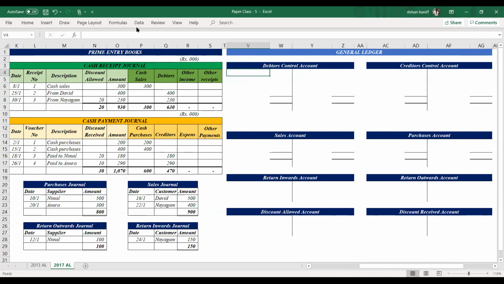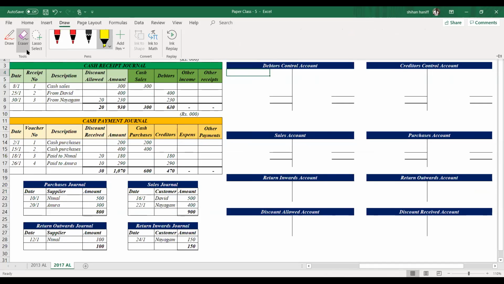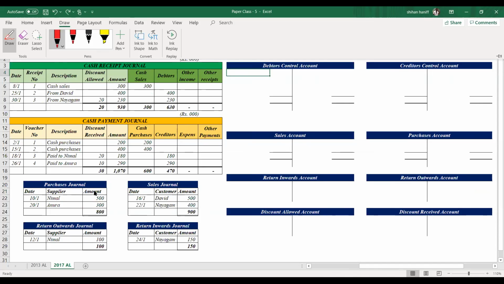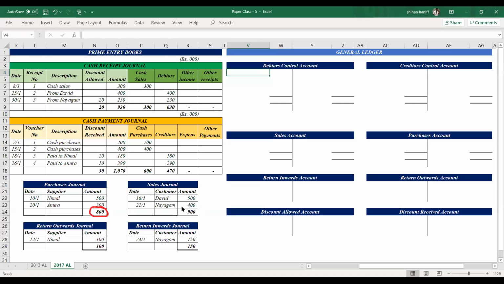So first we have to record the amounts from the prime entry books. So initially, let's record the purchases, sales, return outwards, and the return inwards. So double entry for the purchases. Now, debtors and creditors, we don't know the opening balance. Okay, let's assume it's 0.